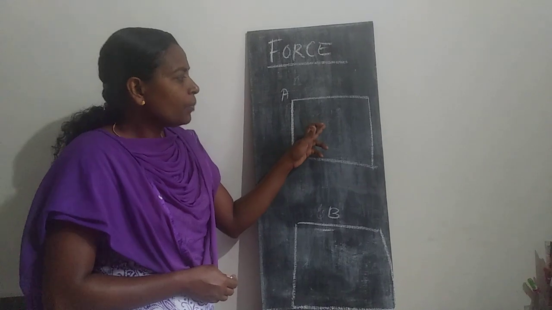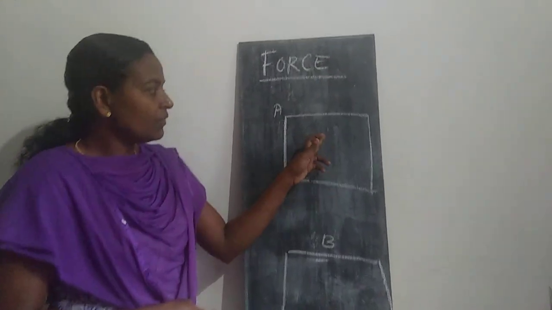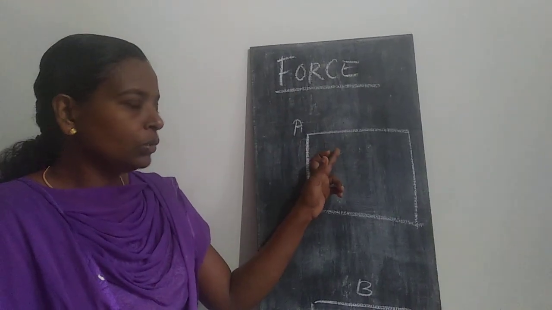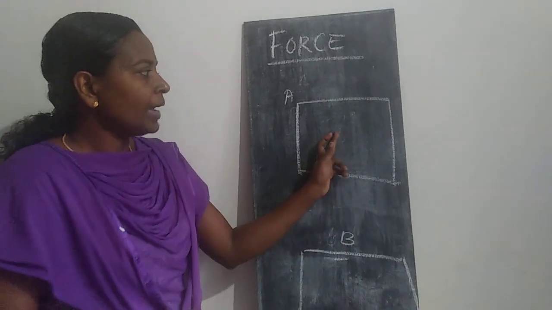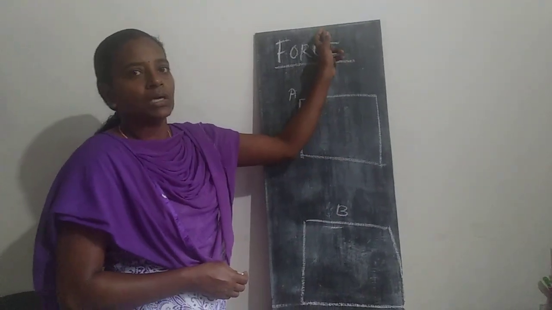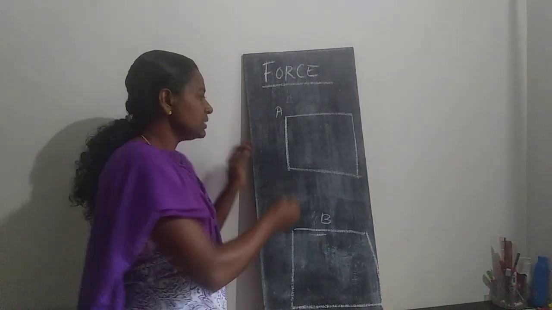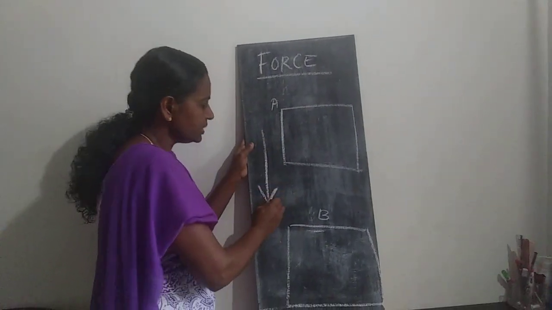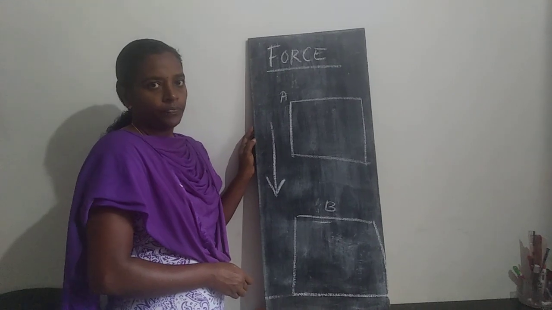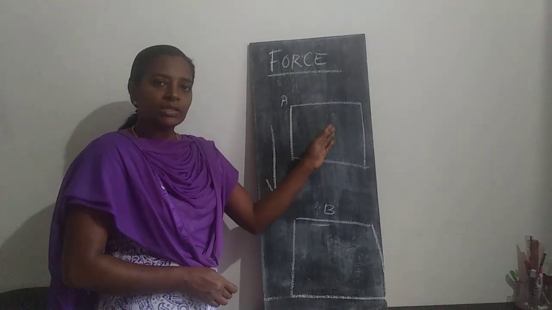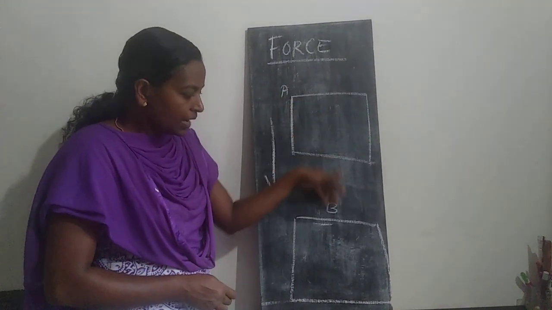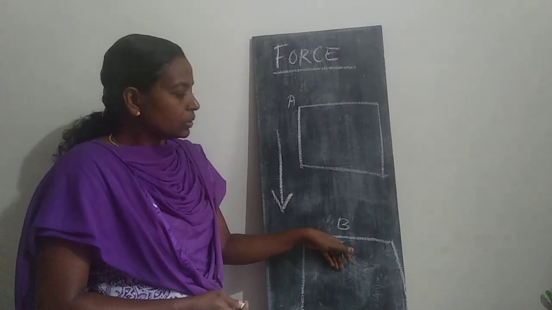And I pulled in the same direction. If I want to move the object from A to B, I can't move it upwards. I need to move it in the downward direction. So this is the direction in which I applied force. Clear? I applied a large force in the same direction in which I need to move this object.